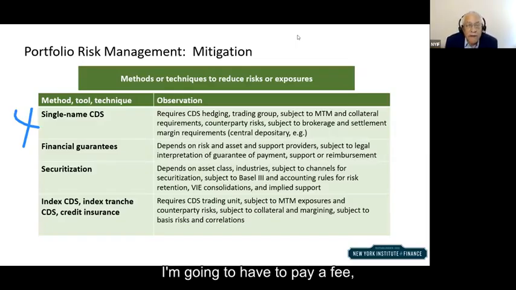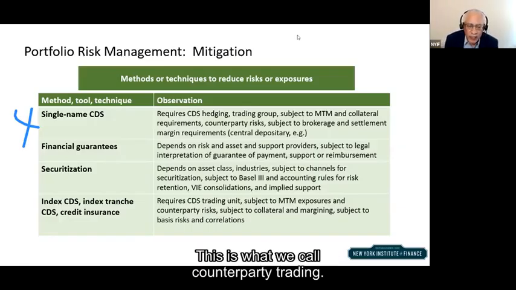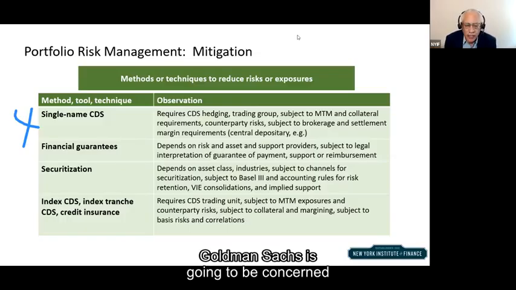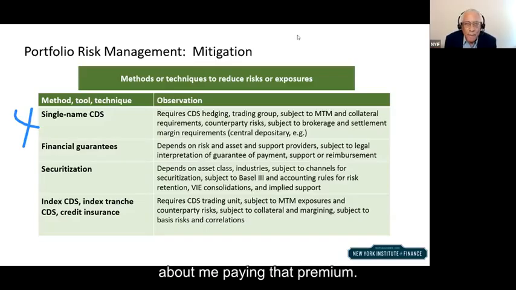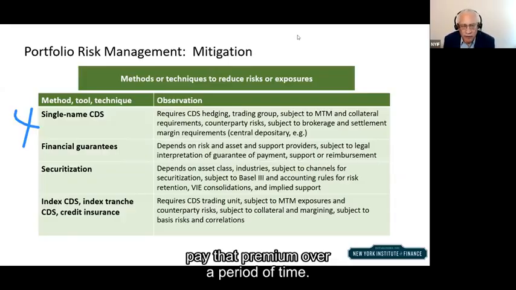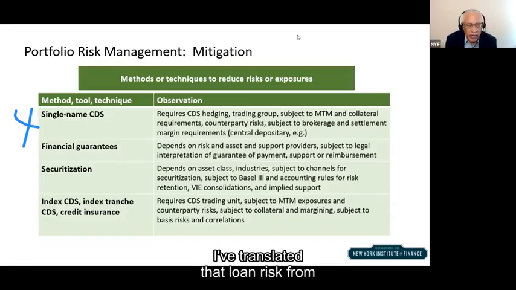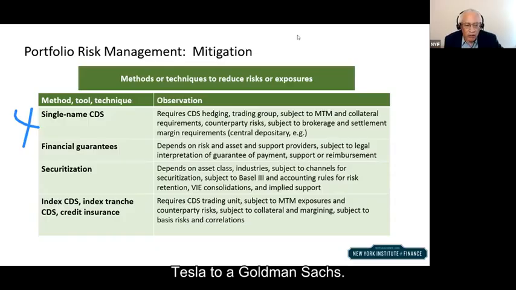I'm going to have to pay a fee, a market-based premium for that. I'm also going to be subject to the trading requirements established by Goldman Sachs. So this is what we call counterparty trading. Goldman Sachs is going to be concerned about me paying that premium. If it's a 5-year CDS, I'm paying for 5-year insurance, so Goldman Sachs is going to be concerned about whether I can pay that premium over a period of time. Goldman Sachs is going to see that as credit risk with me, and they're going to manage that credit risk. Right now, I'm talking about my loan risk. I've transferred that loan risk from Tesla to Goldman Sachs.